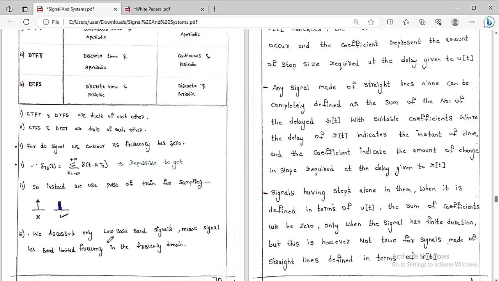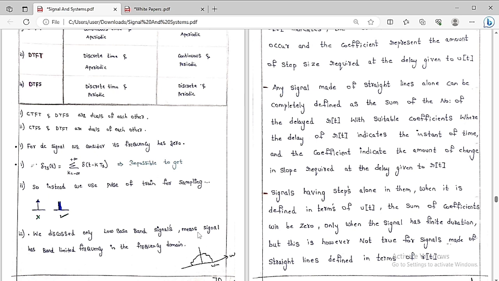We discussed only low pass band signals, meaning signals that are band limited in frequency in the frequency domain. So all of the concepts that we have learned are only for those signals which have the spectrum like these things only. This is with respect to omega.